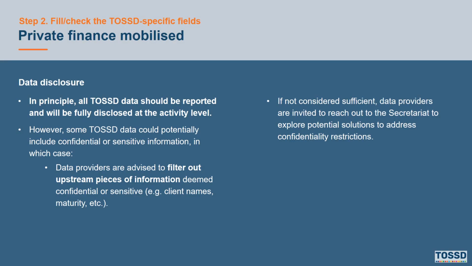In principle, all TOSDI data should be reported and will be fully disclosed at the activity level. However, some TOSDI data could potentially include confidential or sensitive information, in which case data providers are advised to filter out upstream pieces of information deemed confidential or sensitive, for example, client names, maturity, etc. If not considered sufficient, data providers are invited to reach out to the Secretariat to explore potential solutions to address confidentiality restrictions.